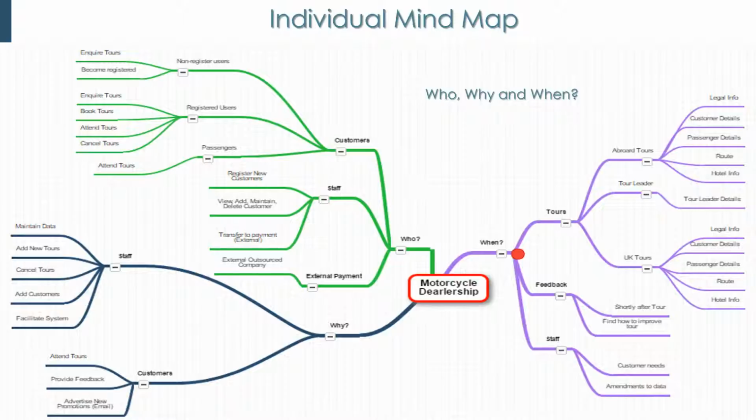Could it be a UK tour or an abroad tour, as well as feedback relating to that tour. All possibilities need to be taken into account for who is using the system, therefore this is the reasoning for adding the external payment system to the mind map. Why can be expressed simply by staff wanting to maintain information within the system, such as editing customer details or tour details. Staff can also be included within when, as the staff will only want to interact with the system if they're looking for customer enquiries or making amendments to the data within the system.